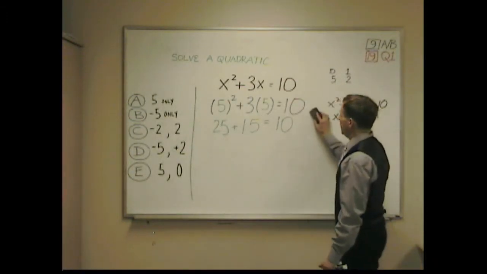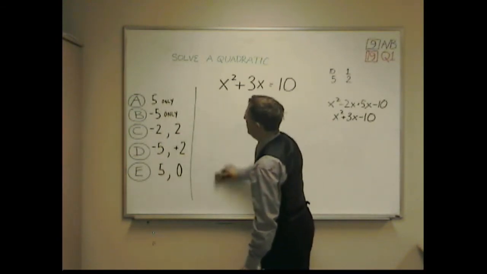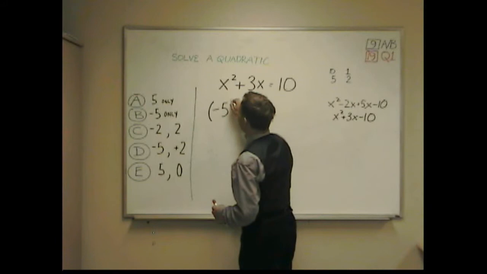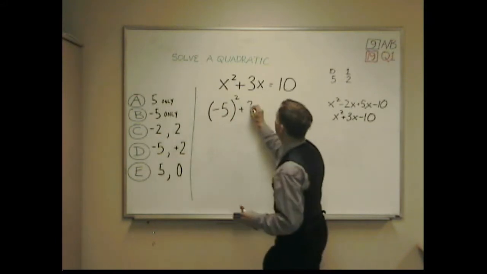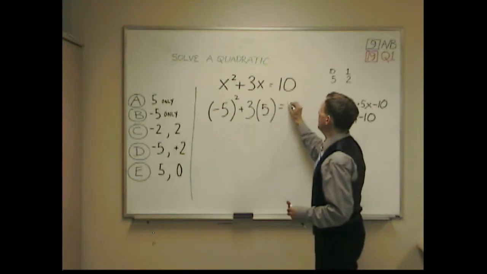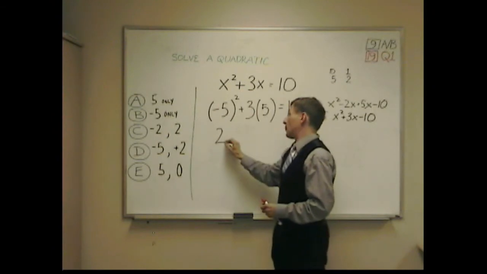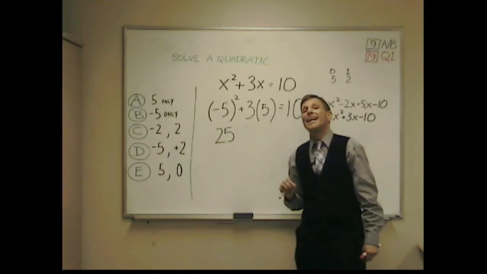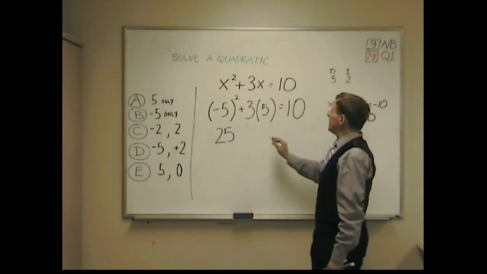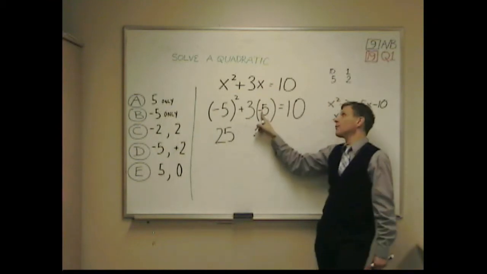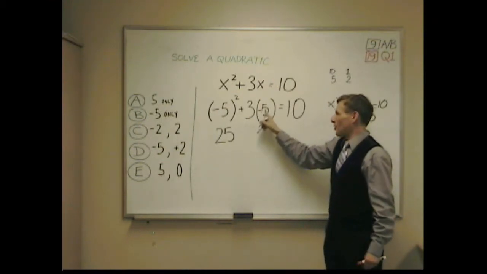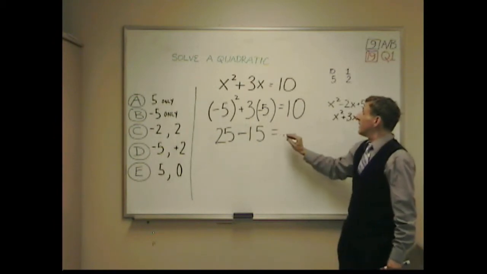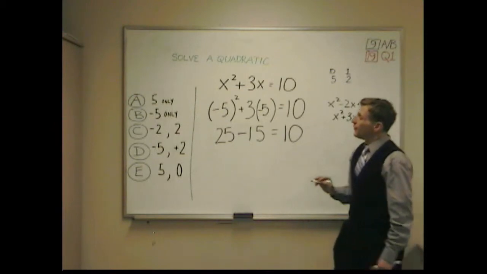So let's try B. B says -5 only. -5 squared plus 3 times -5 equals 10. -5 squared is 25, because the -5 is in parentheses. So it's -5 times -5. 2 negatives in multiplication, as we remember, become positive. Here I have positive 3 and -5. Please remember the sign. I almost left it out. Always remember to put your sign in. Unlike signs are negative. 25 take away 15 is 10. That works. It works with -5. So B has potential.